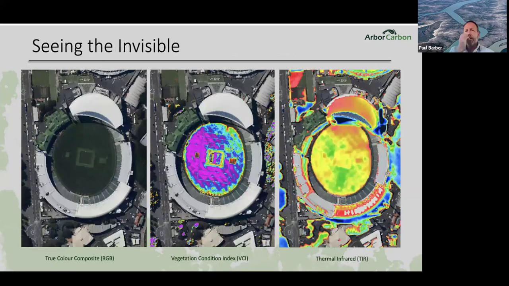And what does that allow us to do? Well, that allows us to see the invisible. So this example that you see here on the left-hand side is an image of the SCG in Sydney. We started acquiring data across the city of Sydney from the ArborCam in 2018. The left-hand image you see is what we call a true color photograph or composite ortho photo. So it really is just showing us the visible region. In the visible region, that turf looks amazing, and it's a fantastic surface.